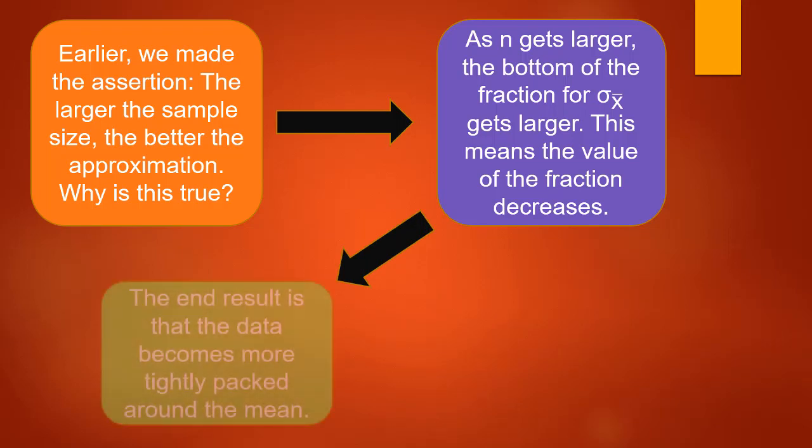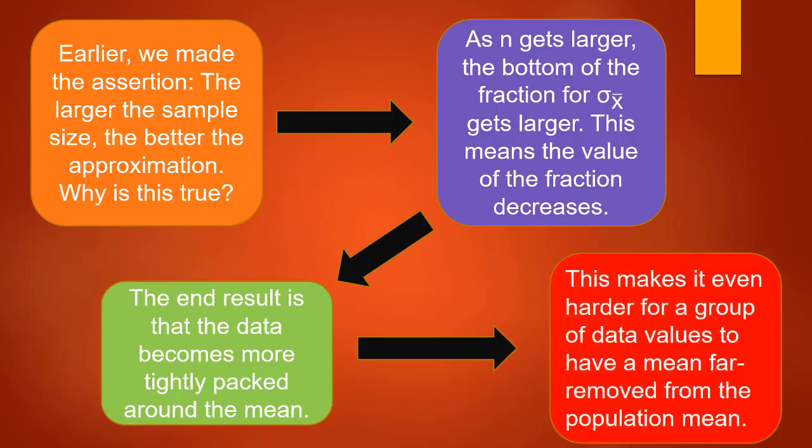So the data becomes more and more tightly packed around the mean. The bigger the sample size, the more tightly packed the data is around the mean. And that makes it even harder for a group of data values to have a mean far removed from the population mean, because we still have the empirical rule, right, that says that 68% of data values have to occur within one standard deviation of the mean, 95% within 2 standard deviations, 99.7% within 3 standard deviations. Well, if we're shrinking the size of the standard deviation, then that means more and more data values are closer and closer and closer to the mean.